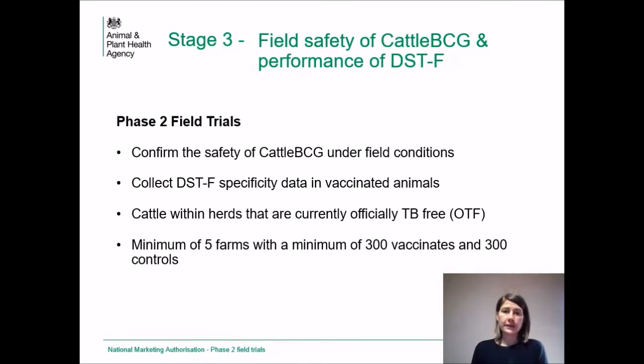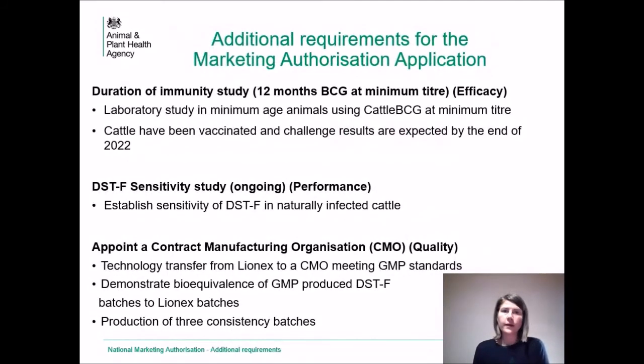We'll be looking at herds that are currently officially TB-free, and similar to phase 1, we'll start with a minimum of 5 farms, with a minimum of 300 vaccinates and 300 control animals. In addition to the field trial data and the data I showed earlier, which was part of the animal test certificate application, we need further efficacy data and performance data for the vaccine and DSTF.